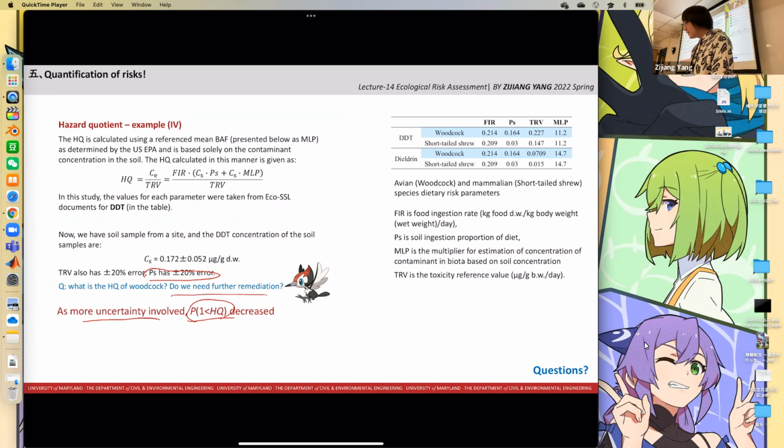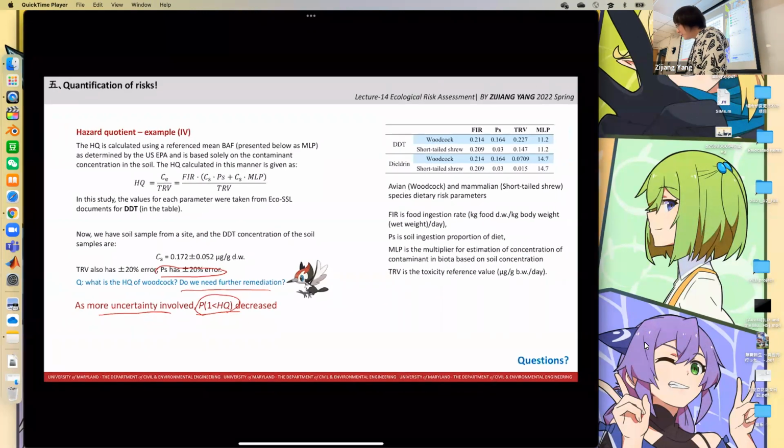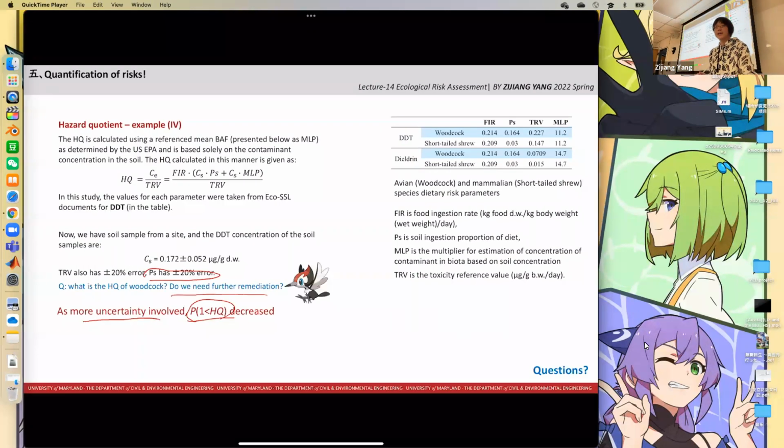So in practice, when we have this probability, we may compare it with previous studies or with the regulation, and finally manage the risk. So for these examples, do you guys have any questions? No? Okay. So I think this is the end of the class.